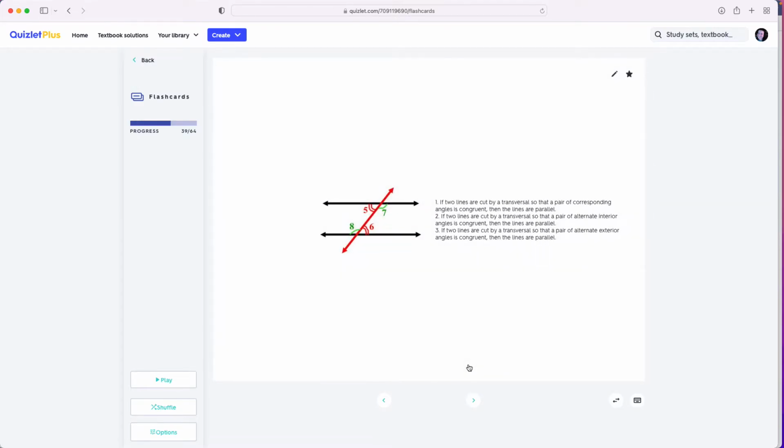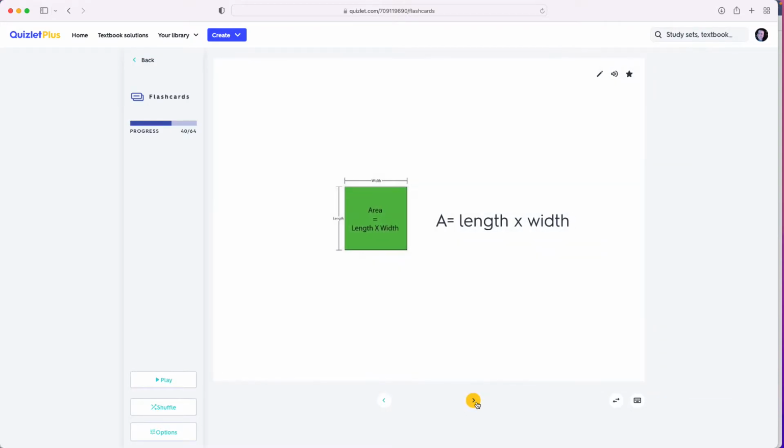And these are the conditions for lines to be parallel. You could check these properties to prove 2 lines are parallel if you have to write a proof for that. So it's something good to put in your notebook to use later on when you need to make a proof about parallel lines. So if 2 lines are cut by a transversal so that a pair of corresponding angles is congruent, the lines are parallel. If the pair of alternate interior angles are congruent, then the lines are parallel. And if the alternate exterior angles are congruent, then the lines are also parallel.